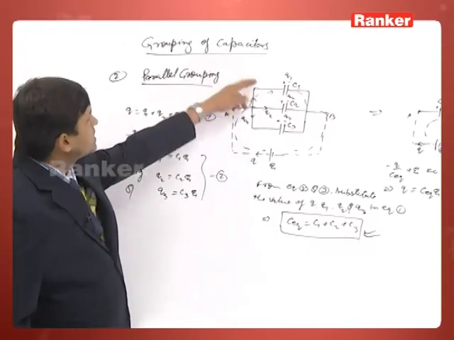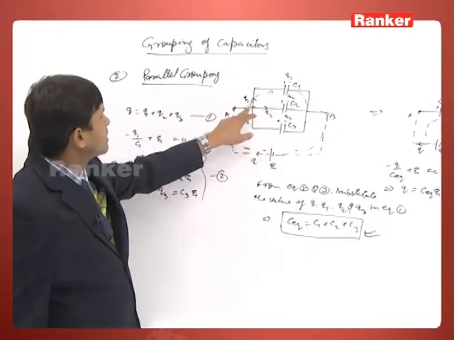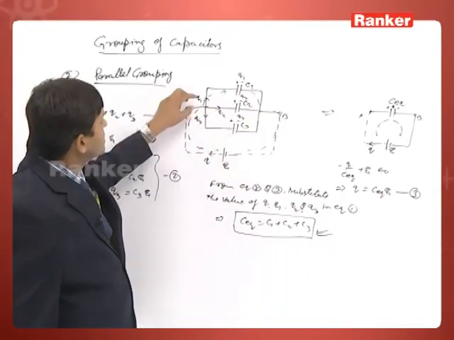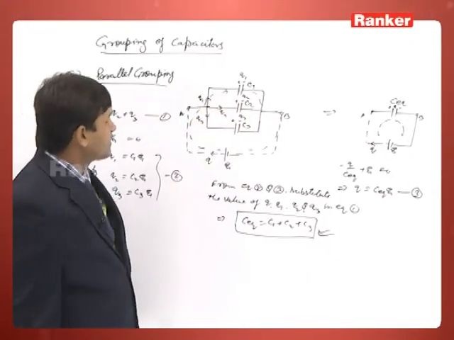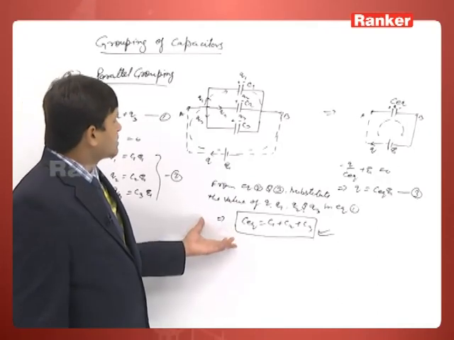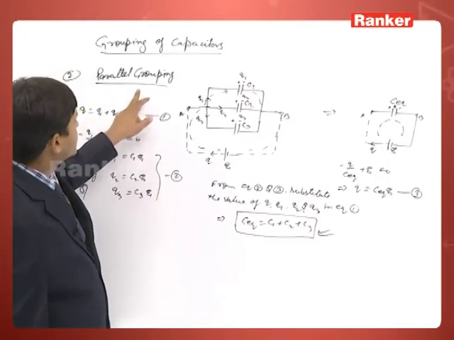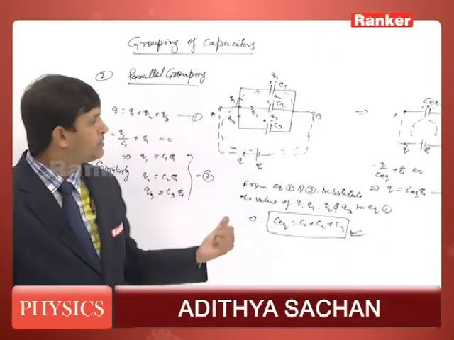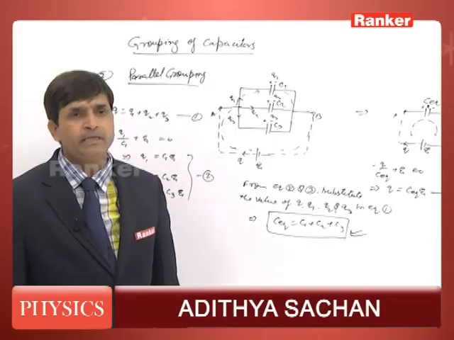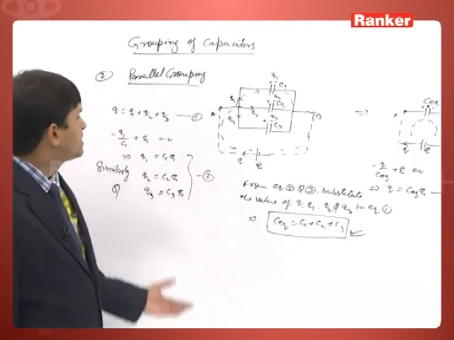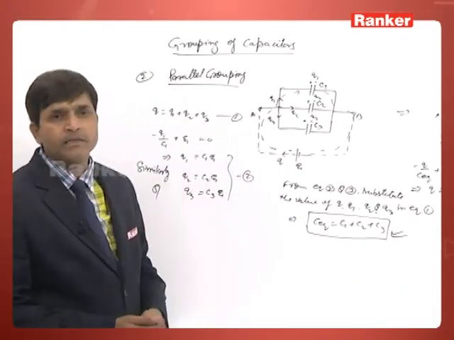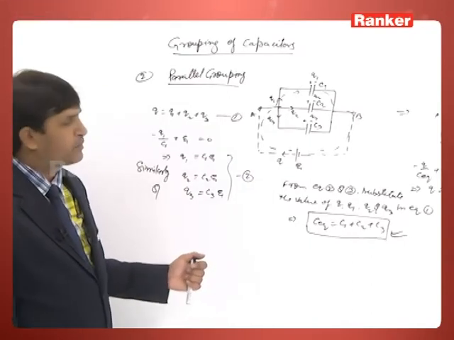Parallel means capacitors should be connected across the same common points, or the potential difference across the capacitors is the same. So these two relations, one for series grouping and another for parallel grouping, will help to calculate the equivalent capacitance. See the application of this series and parallel grouping in the calculation of equivalent capacitance.